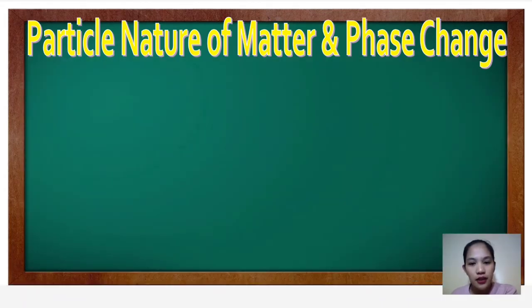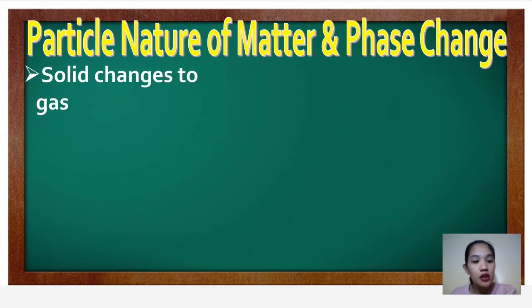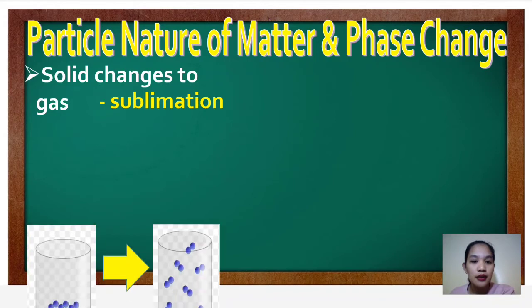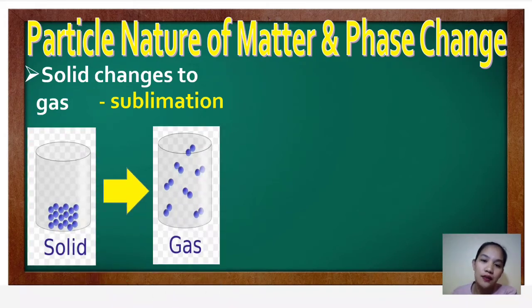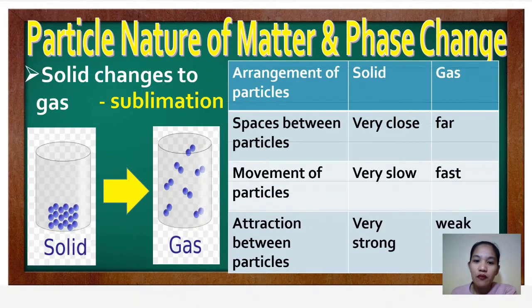So let us have now the next process, which is what if solid will change into gas? The process there is sublimation. What will happen to the particles? As you have seen in the illustration, since it will change from solid to gas, from solid particles it will change to gas particles, therefore the nature of particles will also change. So again, be guided by the table. What will happen to the space, to the movement, and to the attraction of particles? Of course, it will change.